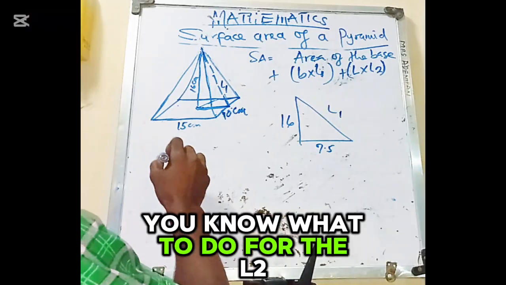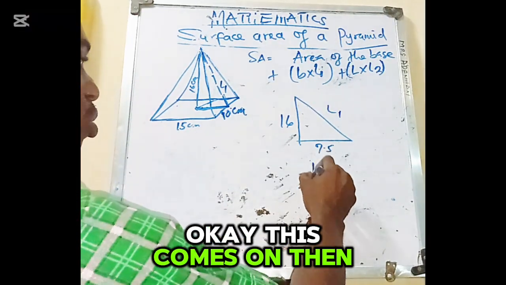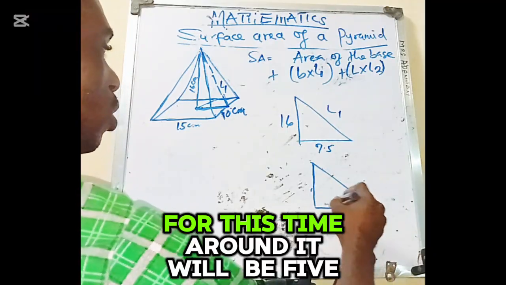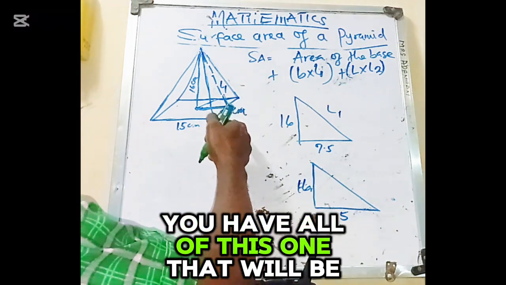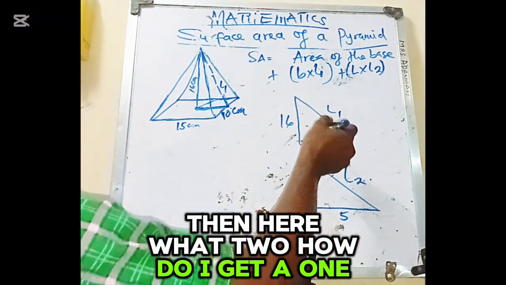You now want to get the L2. Likewise, the same thing. This comes down, then this slant height. But this time it's 5, that will be here. Although it's 16, that's still here. The half of this one will be here. Then L2. How do I get L1?